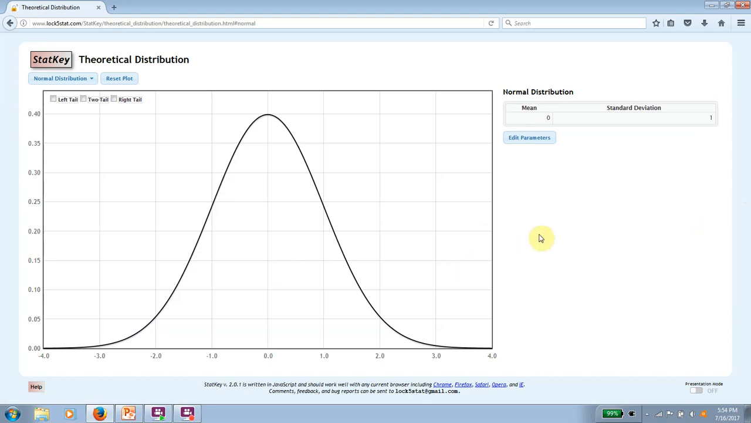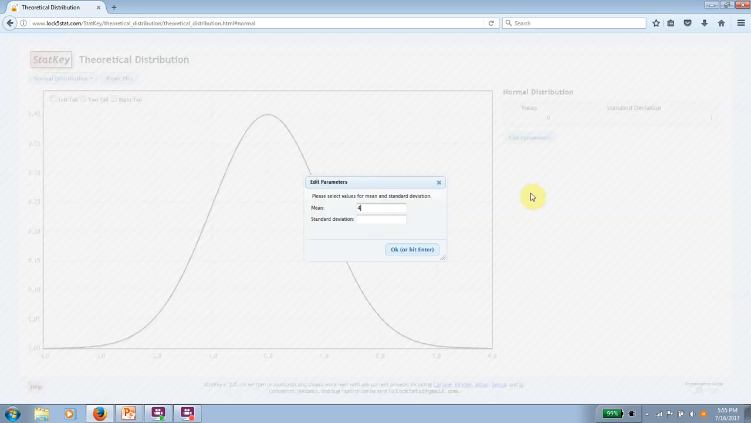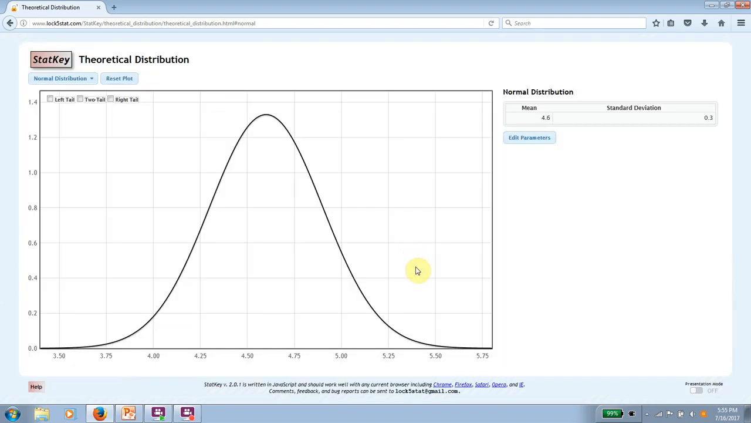Then the mean and standard deviation were not 0 and 1, they were 4.6 and 0.3, so I need to change those. If you click on Edit Parameters, you can do that. And then less than was a left tail, and bounded at 4. There. You get 0.023, just like in the PowerPoint.